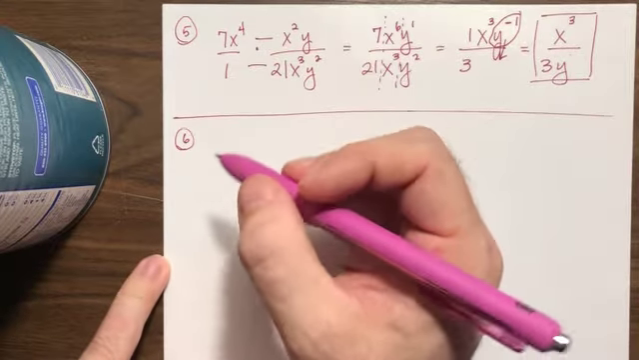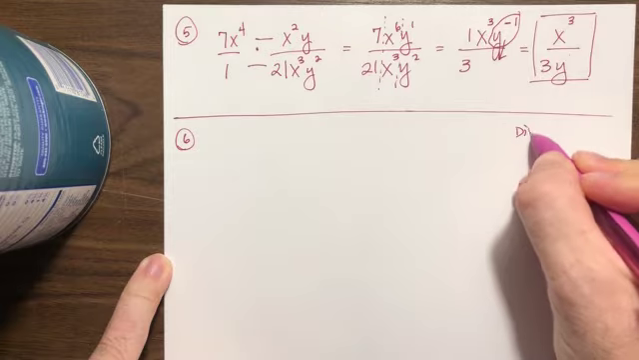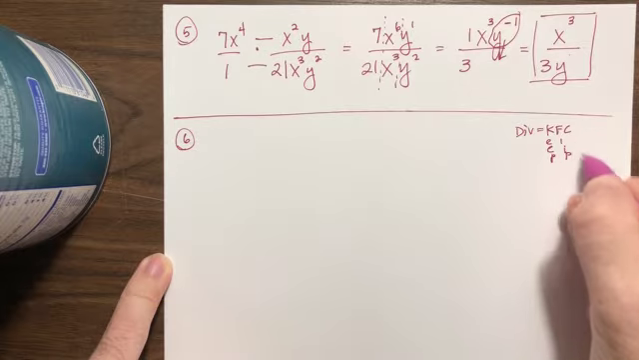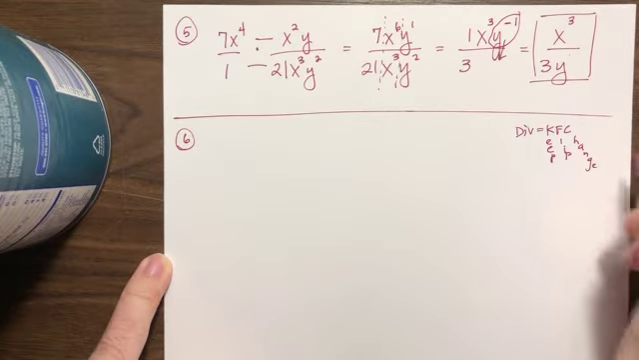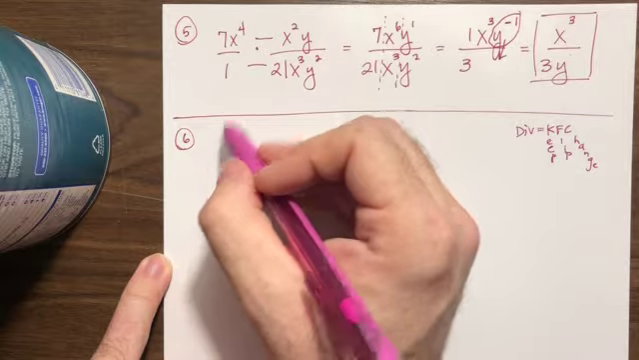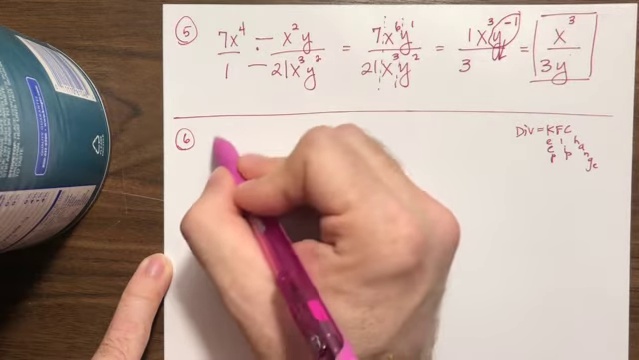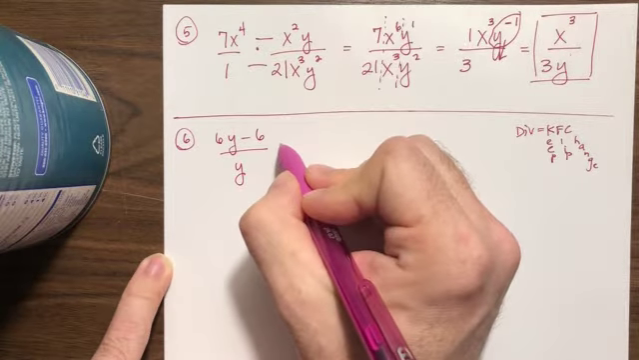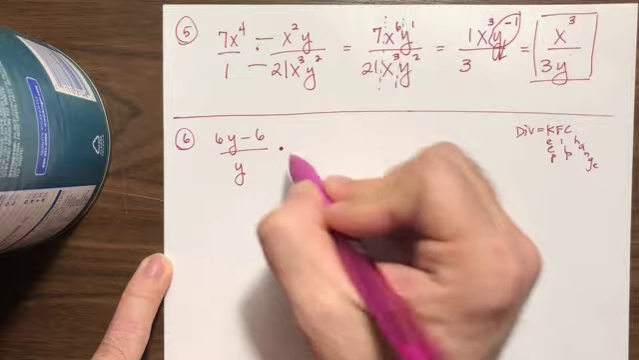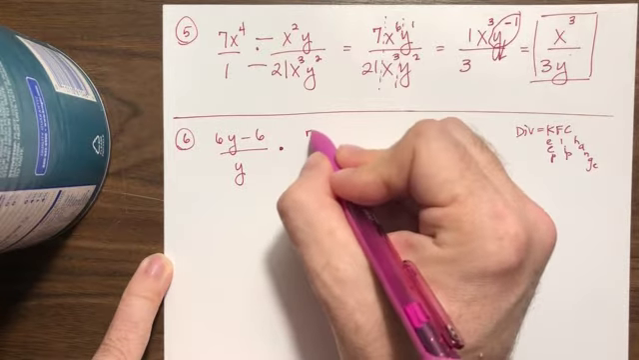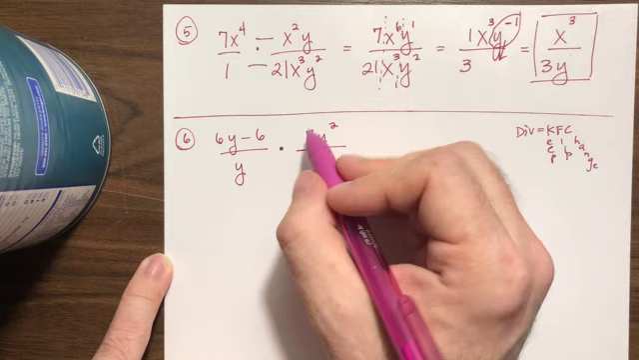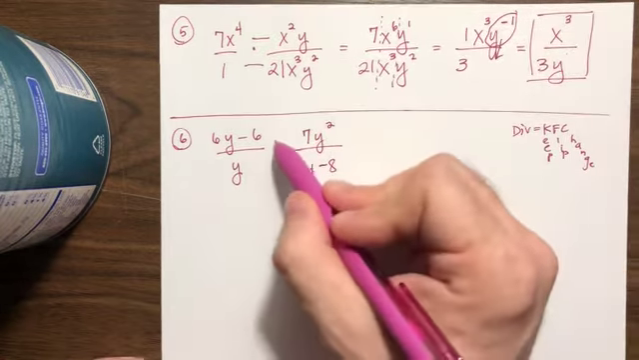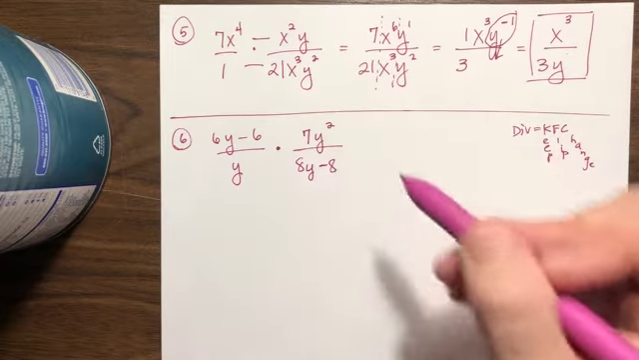All right. Now, dividing is KFC, so remember that. And that's keep, flip, and change. So the saying this is, I'm going to write it as I go. So it's 6y minus 6 over y. And instead of divide, I'm going to change this to times. And I'm going to flip this guy to 7y squared on top and 8y minus 8 on bottom. Now, I'm sorry I didn't write the original problem, but it was divide, and this was flipped. So that's what I did.